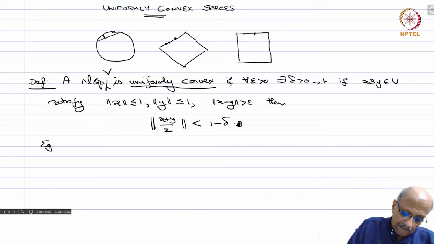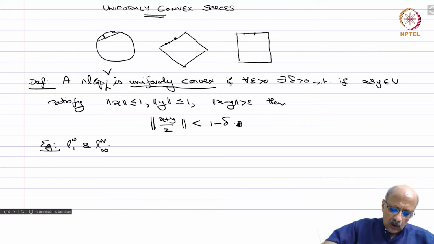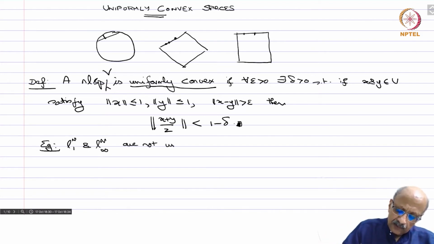Okay, so for example, l^n_1 and l^n_infinity, that means R^n with the norm 1 or norm infinity, are not uniformly convex. In fact, they are not even strictly convex, which I introduced a little earlier. So, example again: l^n_2 is uniformly convex.